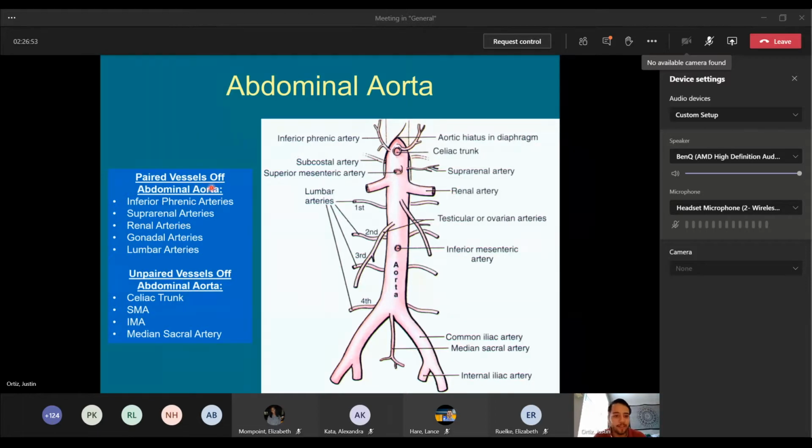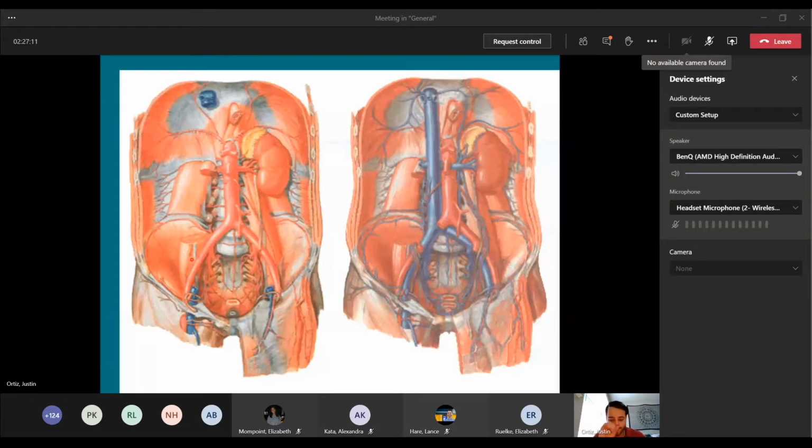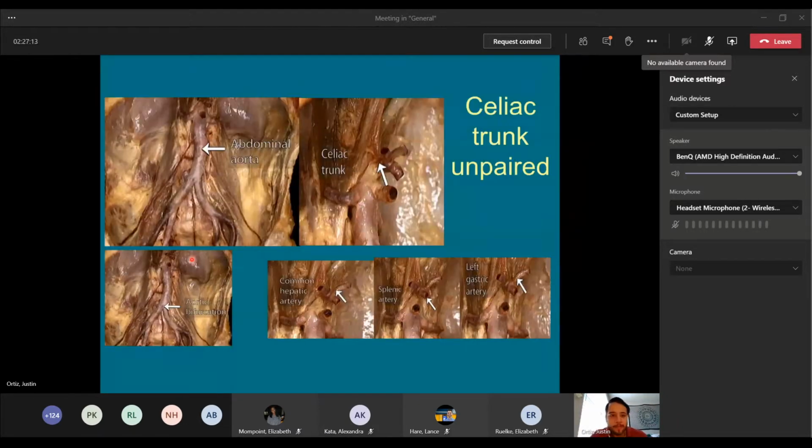Again, these are for your studies. Paired and unpaired. Again, I just copied and pasted it. We talked about this already. Remember that on the left side, the gonadal vein is going to drain into the renal vein, but on the right side, it dumps into the IVC. This is just another note on that. And again, here's another helpful tip that we talked about. Okay, nothing to talk about here.